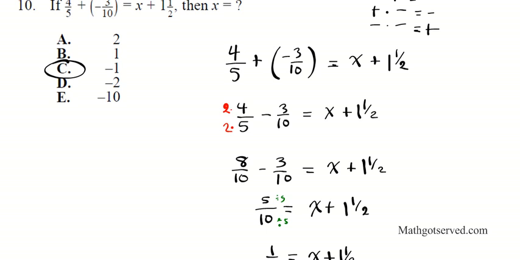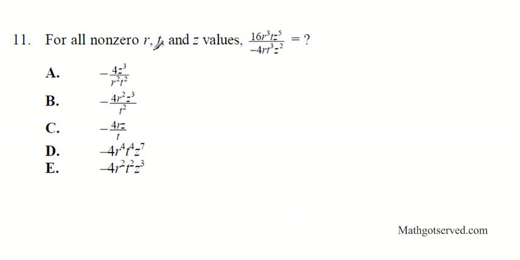All right, let's move on to question 11. It says, for all non-zero values of r, t, and z, what is the value of this expression? So we have 16 r to the third t z to the fifth over negative 4 r t to the third z to the second.